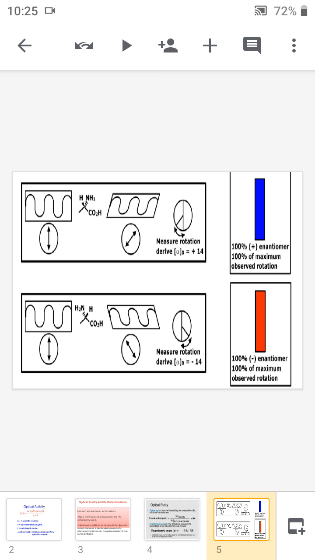So when the plane polarized light passes through this amino acid, we can see that the plane of polarized light is rotated towards the left, and the magnitude is the same, only 14, but the value is a negative quantity. Alpha observed is minus 14. Since it is the opposite direction, it is also a 100% pure compound, and the magnitude matches the standard value. That means our analyte solution is the pure compound, but it is the other enantiomer of the same amino acid, shown by the red colored bar.